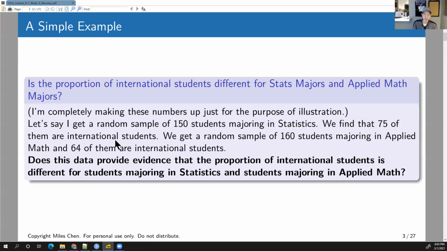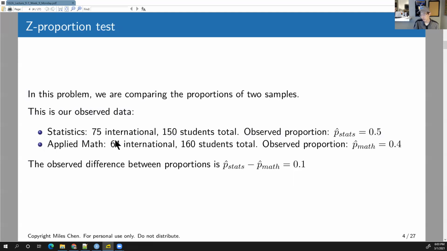Now this is kind of a silly setup because, at our school, you could technically go to the registrar's office and they would have a list of everybody who's majoring in math and majoring in statistics, and they could tell you the international status of these students. So we could get the answer from the population directly. But here we're going to pretend that we can't and that we got these random samples, and we're going to go off of this. So what we're doing is comparing the proportions of two samples.